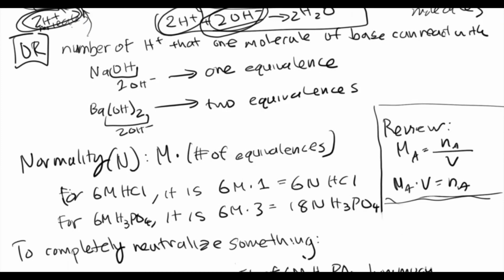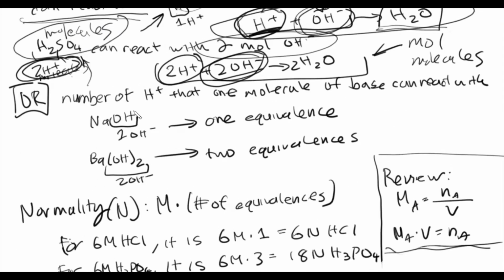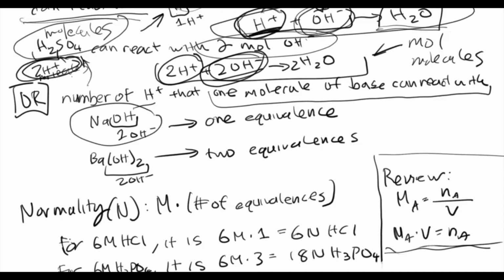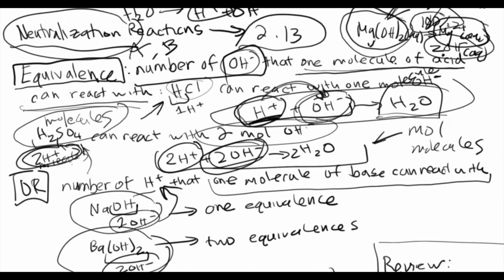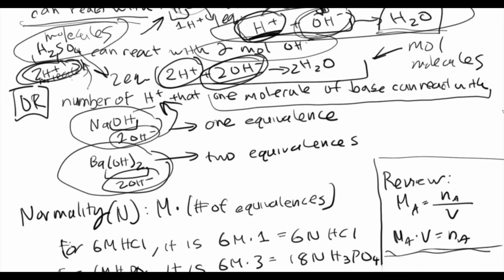Let's take a look at the second definition. We can also define equivalence as the number of H pluses that one molecule of base can react with. So let's look at NaOH. NaOH has one molecule of OH minus, which reacts with exactly one molecule of H plus. So NaOH has one equivalence. Now what about barium hydroxide? This has two equivalences since two OHs react with exactly two H pluses. So let's go back and write our answers. So HCl has one equivalence, H2SO4 has two equivalences, and we have them right here.